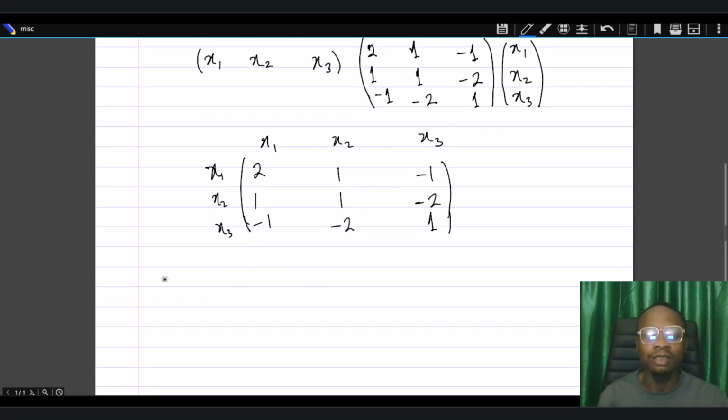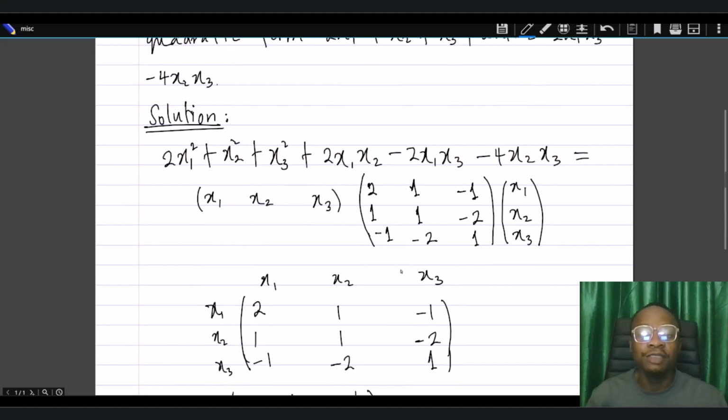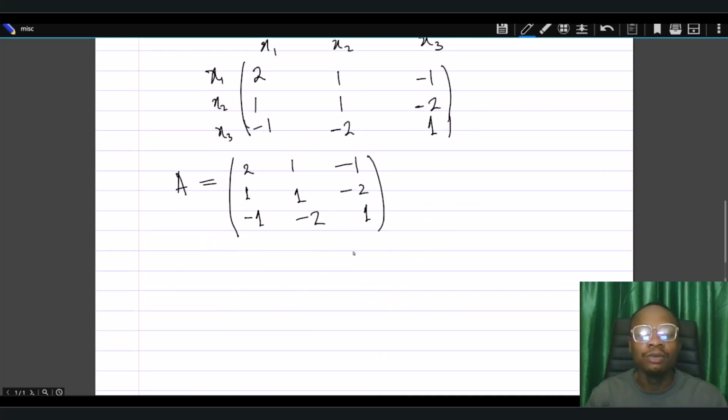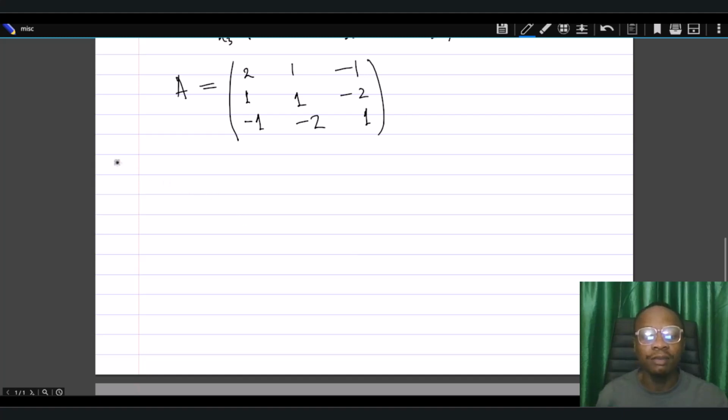So we can say that the matrix representation, say A, of the quadratic form is simply 2, 1, minus 1, then 1, 1, and minus 2, then we have this to be minus 1, minus 2, and 1. Yep, so we're good. So that's how to get the matrix representation or matrix of a quadratic form. So that is all for this part of the problem.